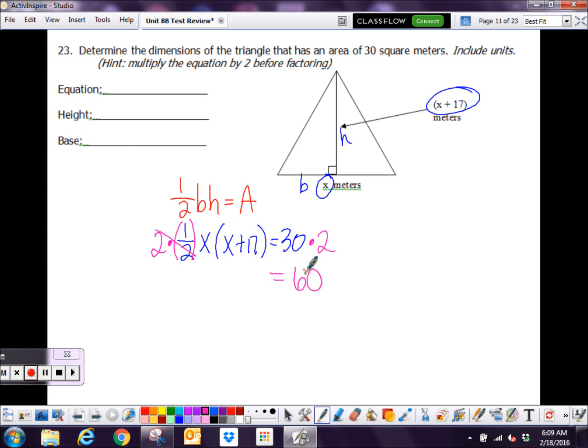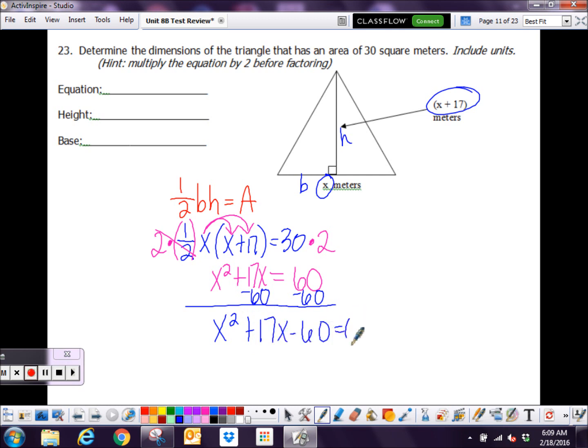I'm also at the same time going to distribute this x, because we have to get everything worked out before we get it equal to 0. So x times x is x squared, and x times 17 is 17x. All right, so now I can get this ready. I've got to subtract the 60 and get it equal to 0 first. So I have x squared plus 17x minus 60 equal to 0.